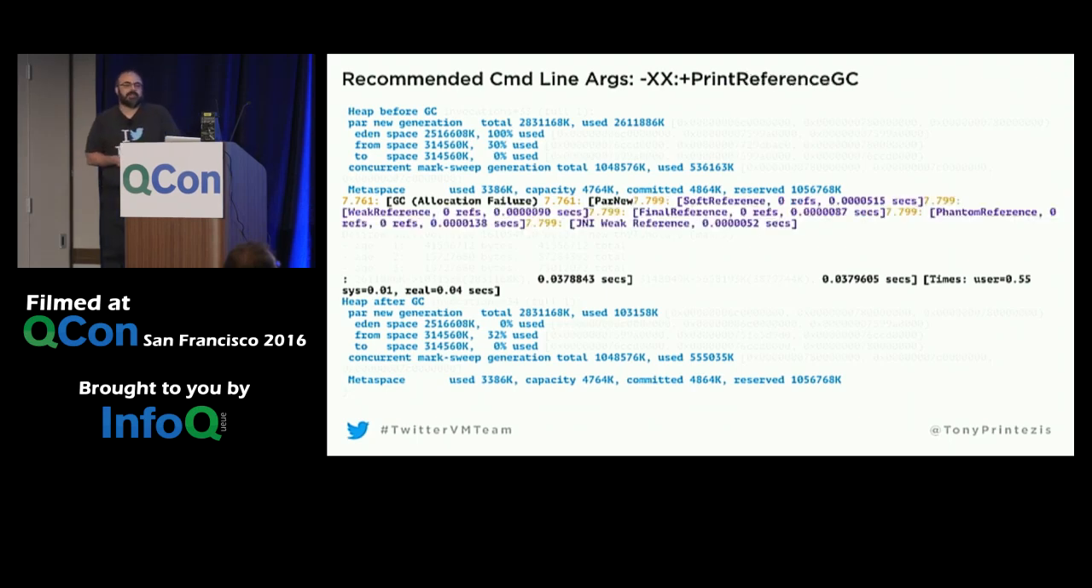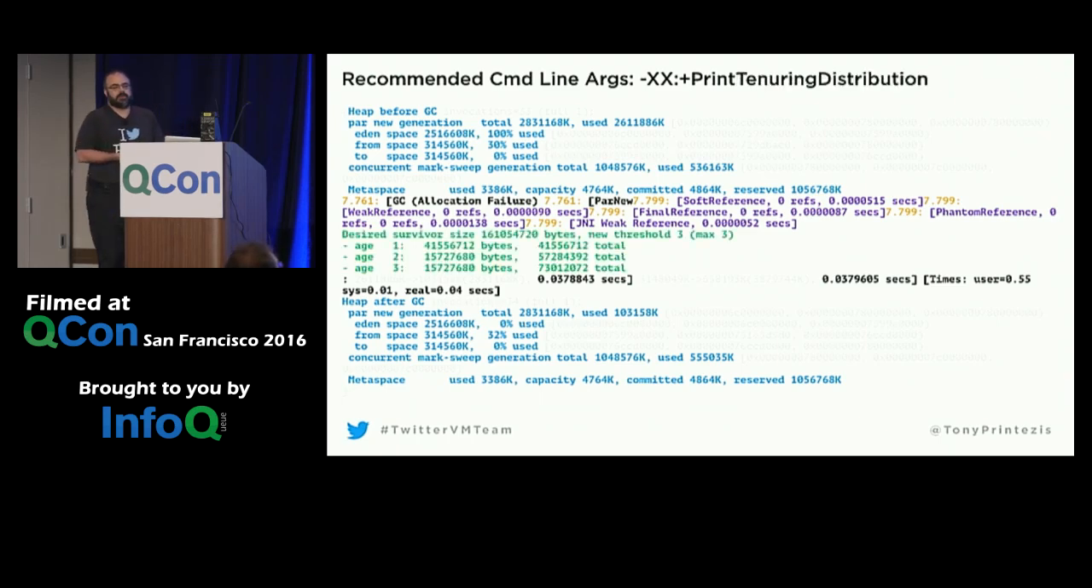Then in magenta is the output from PrintReferenceGC. This tells us how long the GC spent processing references. References here are basically instances of classes that subclass java.lang.ref.Reference, right? Like weak references, phantom references, etc. So again, sometimes maybe the application is using a lot of finalizers. Suddenly your GC times go up. Maybe they're caused by the FinalReference processing, which is related to finalizers being very high.